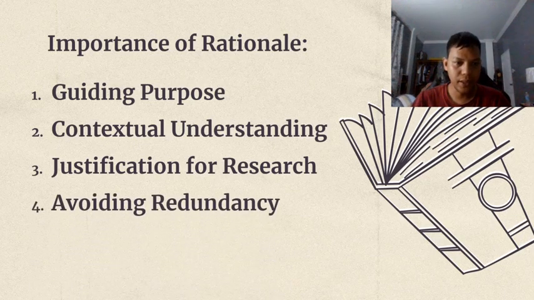The fourth one is avoiding redundancy. From the word research, it means you search for something from the previous study, but you make some modification. So one of the purposes of the rationale is to avoid redundancy. What do we mean by avoiding redundancy? By clearly outlining the gaps or shortcomings in existing literature, the rationale ensures that the research adds meaningful insights rather than duplicating previous work. So one of the important parts of the rationale is that you need to mention the gaps. If you found out that there is a gap, that's the reason why you are going to conduct the study.